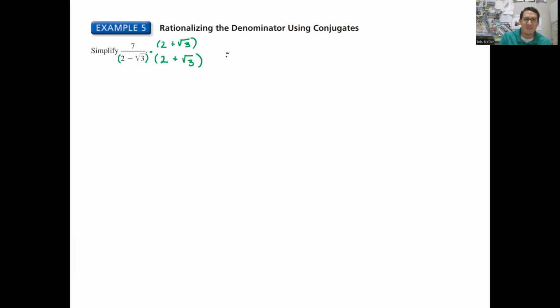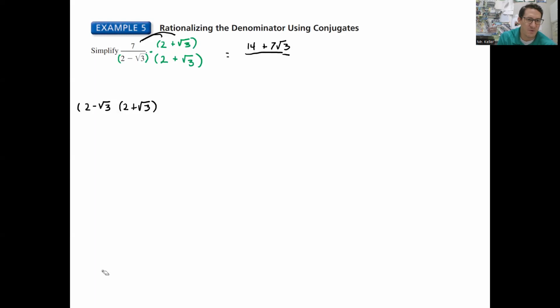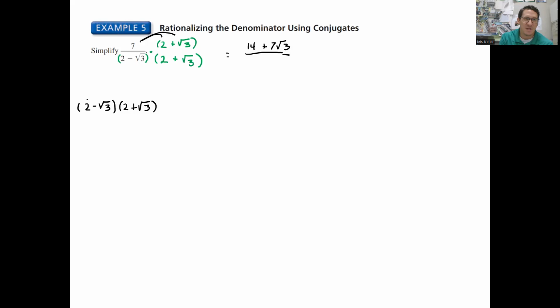The top is easy to multiply. So over here, you got to distribute. So 7 times 2 is 14, plus 7 times root 3 is 7 root 3. On the bottom, I'm going to do this multiplication down here because we got to remind ourselves how to multiply these. This is going to be a distribute, or split and distribute, or FOIL if you prefer. If you want to make a box like we did with polynomials, that's fine. I'm just going to distribute the 2.